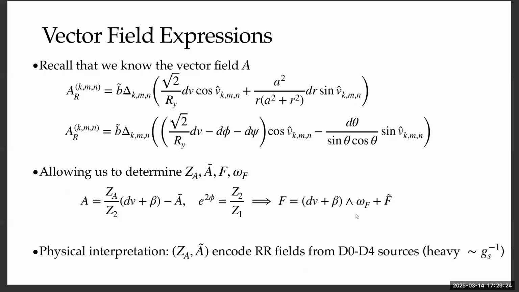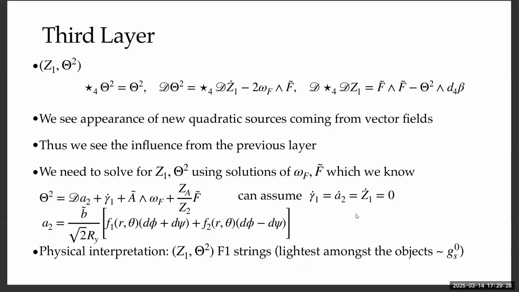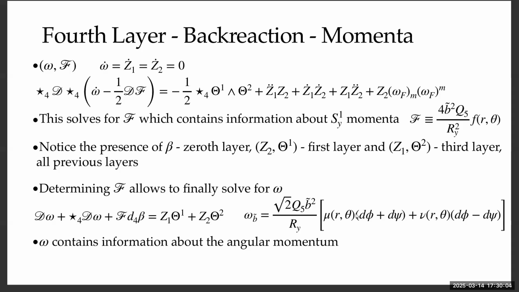Let's go quickly. Just reminding you of these perturbations here. Now you get to the third layer: you solve those, and they enter as sources in the third layer. This solves for the pair Z1 and theta 2, which is interpreted as F1 strings. These are the lightest objects. So basically the NS5 affects the vectors, and the vectors affect the F1 string. So you start to see this layer structure. And then, my apologies, there's a fourth layer where you solve for the back reaction of the momentum, the angular momentum, and this represents your linear momentum. Okay.